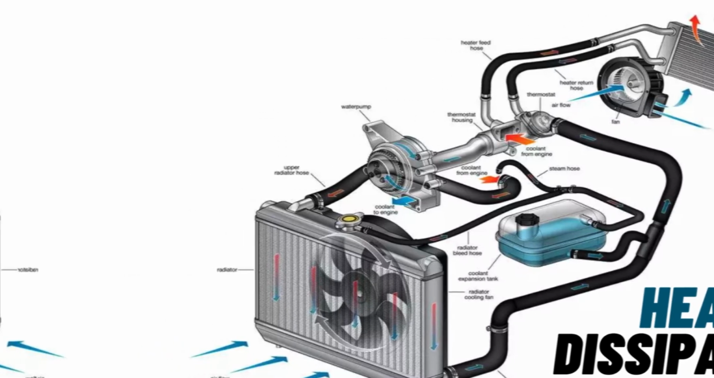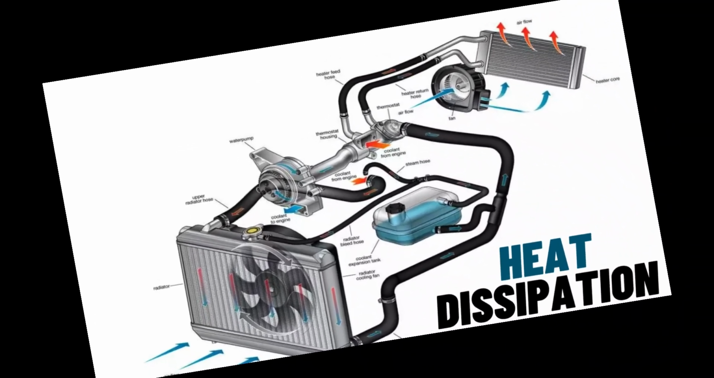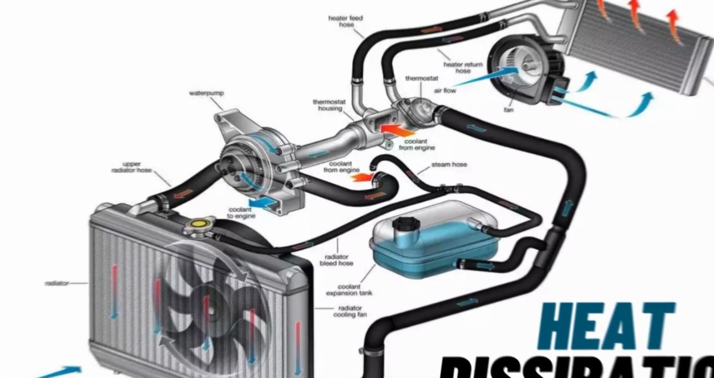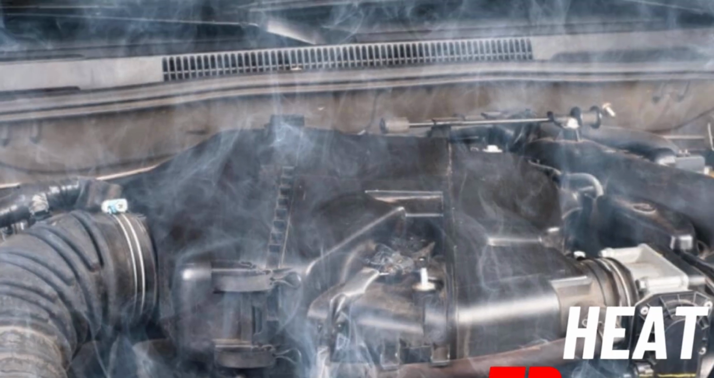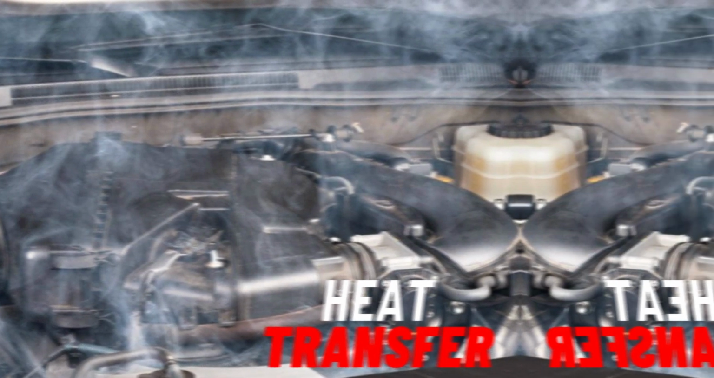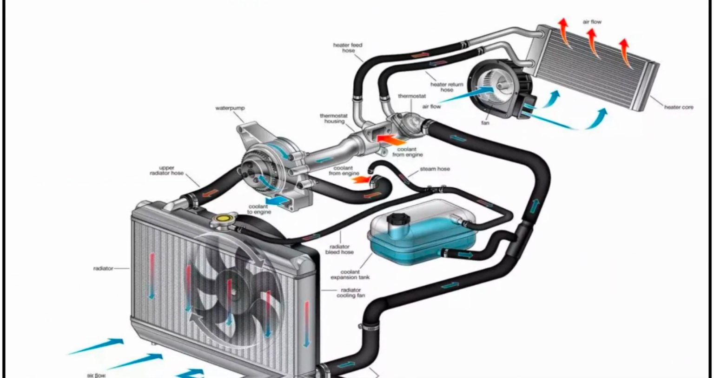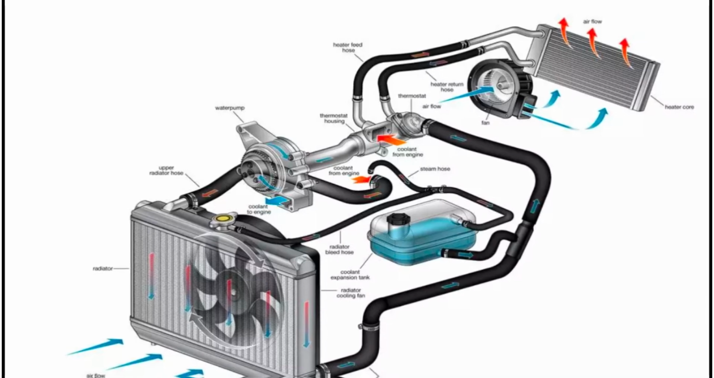Number 1. Heat absorption. The radiator's primary function is to dissipate the heat absorbed by the coolant from the engine. As the engine operates, it generates significant heat due to fuel combustion and friction. This heat needs to be managed to prevent engine damage. Number 2. Heat transfer. The radiator facilitates the transfer of this heat from the coolant to the surrounding air. The radiator is designed with numerous thin tubes and fins to maximize the surface area for efficient heat exchange.